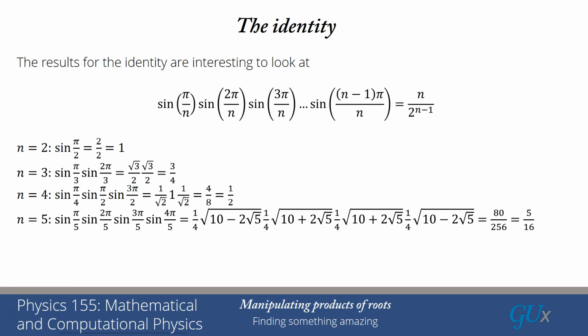Now let's plug n equals 5 into the formula. I get 5 divided by 2 raised to the 4th power. Well, that just is 5 over 16. So miraculously, again, this formula works. And we'll do one last case. We'll look at n equals 6: sine pi over 6, sine pi over 3, sine pi over 2, sine 2 pi over 3, sine 5 pi over 6. So that becomes 1/2 times root 3 over 2 times 1 times root 3 over 2 times 1/2. That becomes 3 over 16. If I plug 6 in, I get 6 divided by 2 to the 5th. 2 to the 5th is 32. And indeed, that equals 3 over 16.